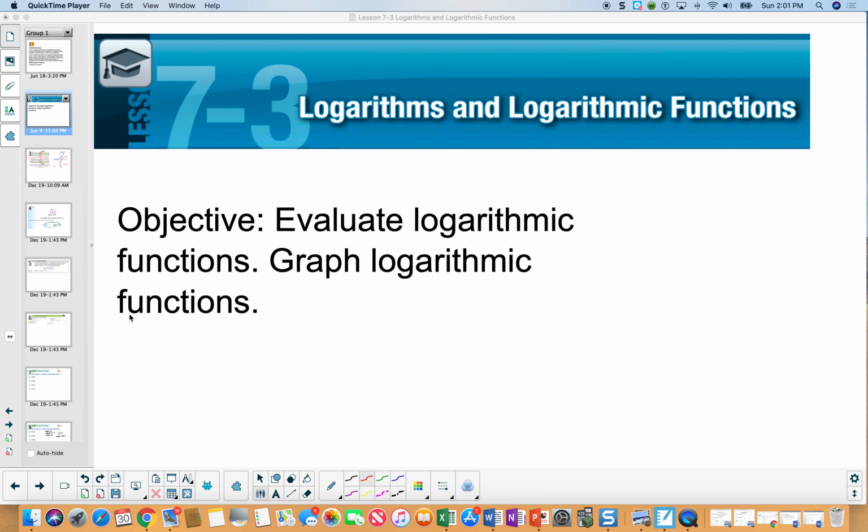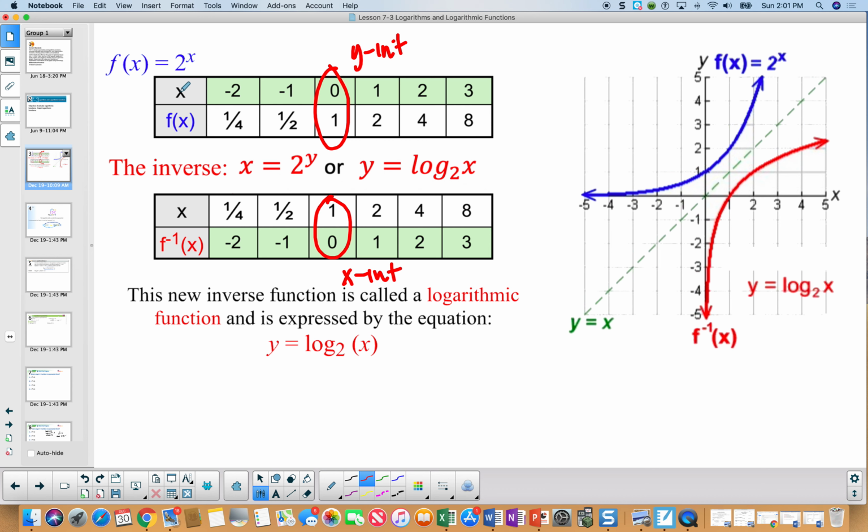Lesson 7-3, Logarithms and Logarithmic Functions. Let's take a look at the exponential function, f of x equals 2 to the x. Here is a table that will give us this graph right here. And notice we do have a y-intercept.